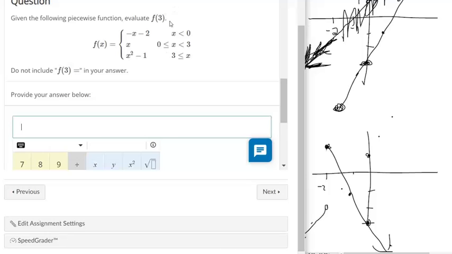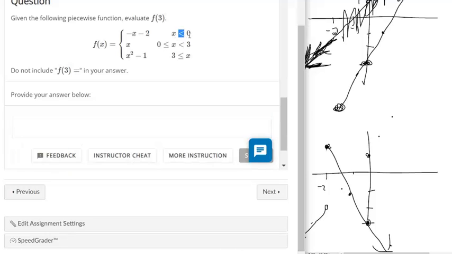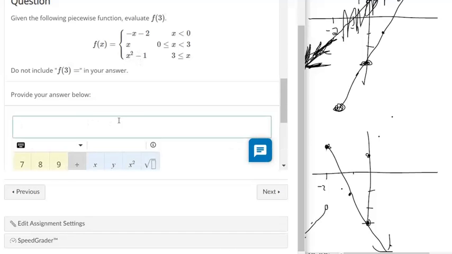Okay, same thing with this one. This means plug in x equals 3. We don't use this one because x is 3, it's not less than 0. We don't use this one because x is exactly equal to 3, it's not less than 3. This is the one we want to use. So 3 squared is 9. 9 minus 1 makes 8.